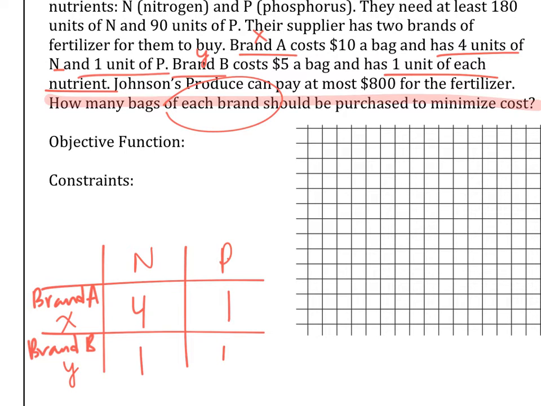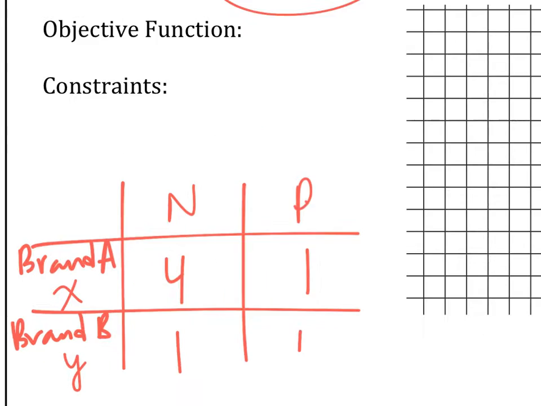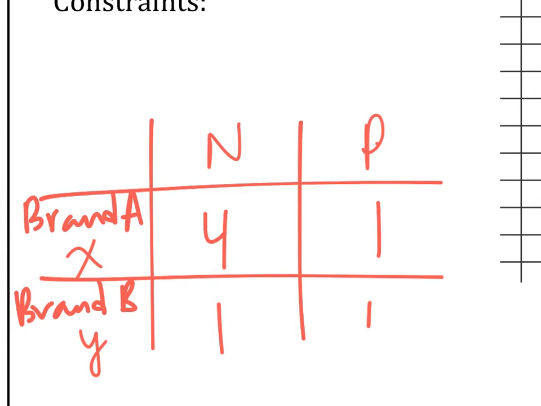So how did you get those answers? You multiply, right? So remember that X and Y is the number of bags. So the amount of nitrogen and phosphorus is just 4x and 1x. 4 times number of bags, 1 times number of bags. Same thing with brand B. It's just 1 times y, 1 times y, y being the number of bags. Okay?